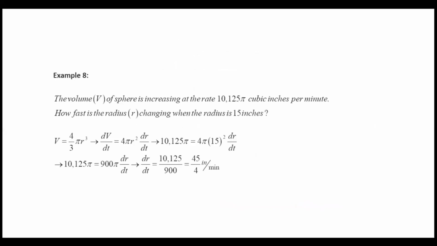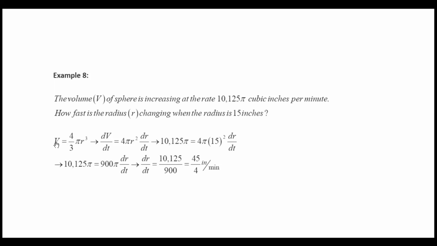Example 8. The volume of a sphere is increasing at the rate of 10,125 pi cubic inches per minute. How fast is the radius changing when the radius is 15 inches? So we need this formula, which is the volume of a sphere. The volume of a sphere is 4/3 pi r cubed. If you're not familiar with that, you would need to look that up. Okay. And now this is a pretty straightforward problem.